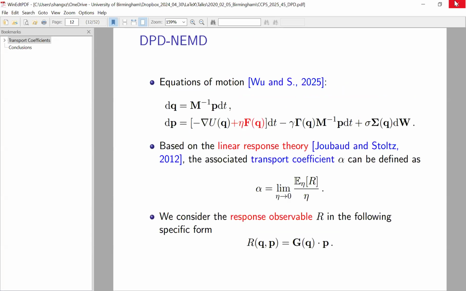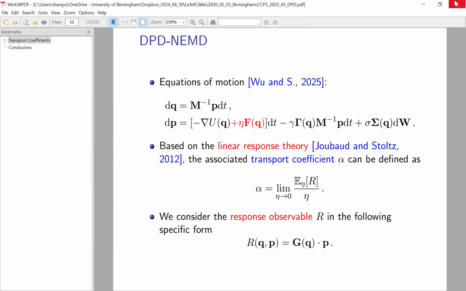Now let's look at what happens when we apply non-equilibrium molecular dynamics in DPD. Particularly, as I mentioned, in the NEMD approach, we add an additional force, which is the red term here. So F here is the additional force, which has a unit magnitude, and eta is the strength of this force. And the F_Q here is typically non-gradient. Then we can use the linear response theory to estimate the transport coefficient alpha by using this formula here.